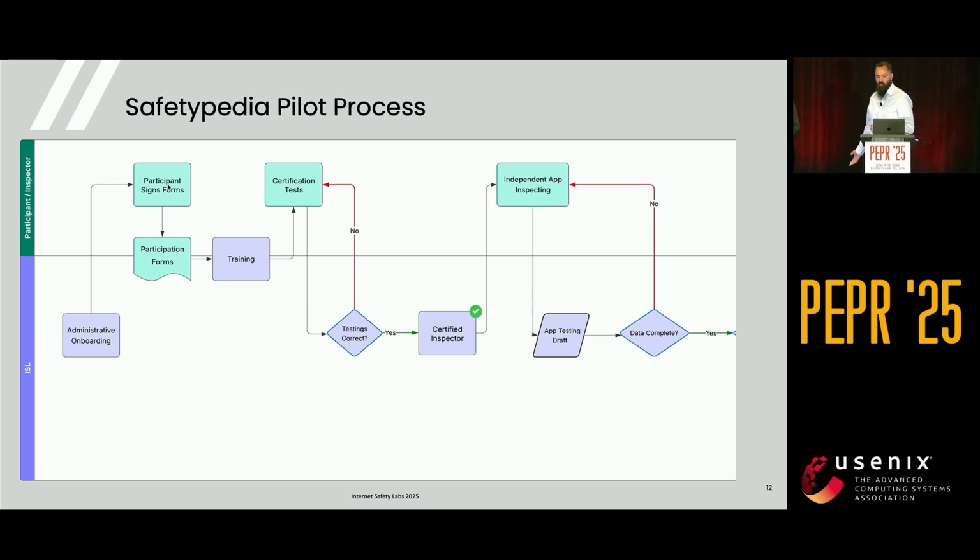Here we can see an overview of the flow of the process. You'll see this lavender color, which indicates tasks performed by ISL staff, and the teal color is done by our inspectors. To start out, inspectors sign their participation forms and then attend training. So far, these trainings have been one-on-one live sessions, but we are moving towards a self-paced online curriculum.